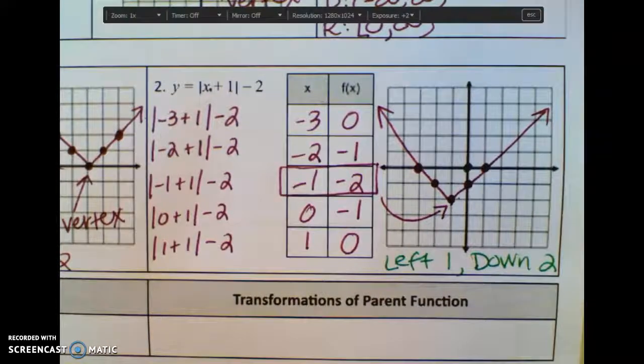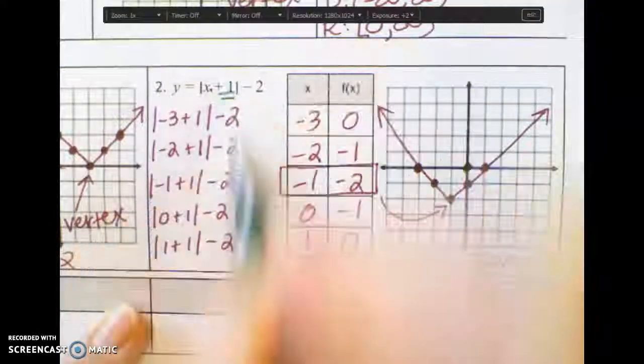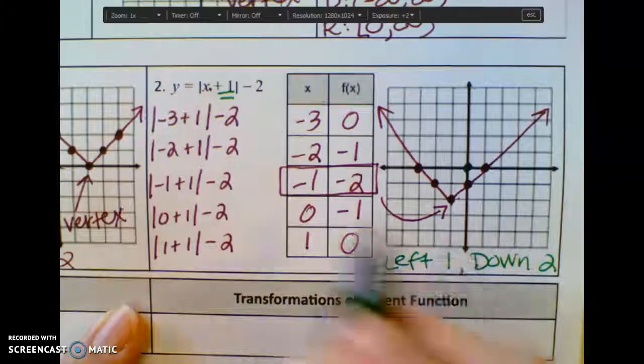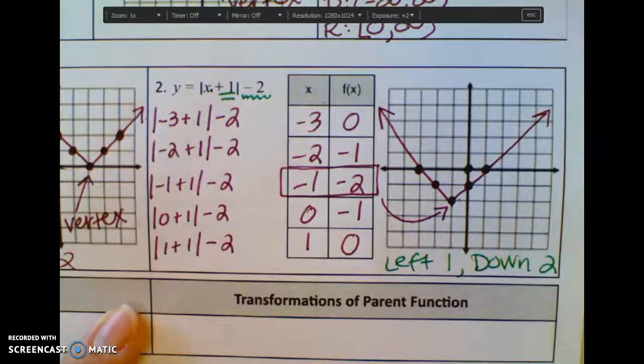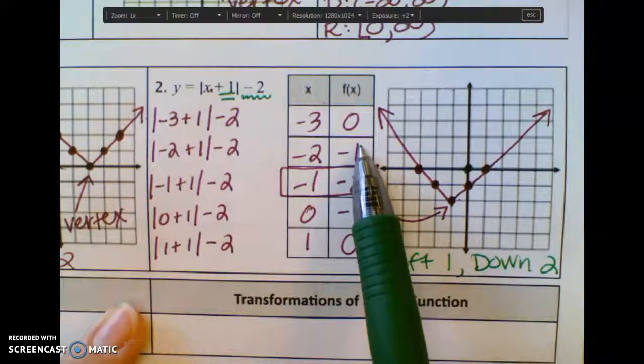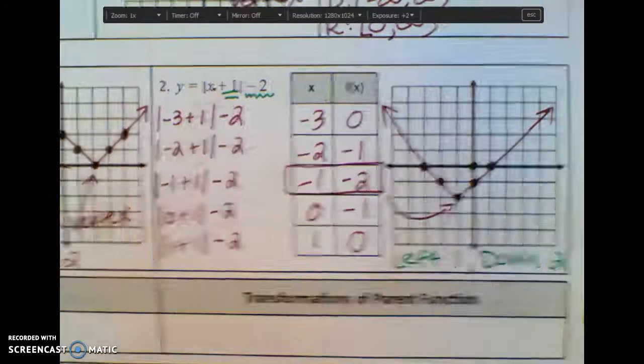Well, look in our function, and what do you see? We went left 1, and I see a positive 1. We went down 2, and out at the end I see a -2. So those are connected, and that's what we're going to talk about now. After this point, we're not going to use tables to graph these. We're going to use the transformations of the function.